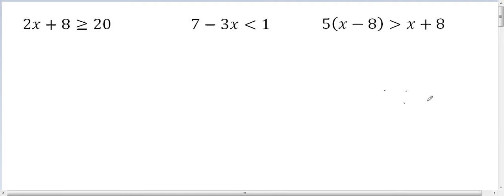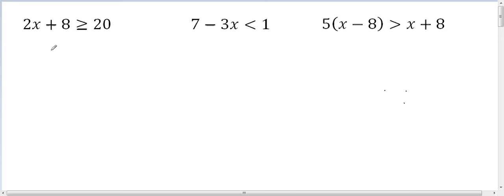When solving inequalities for x, we sometimes need to use both addition and multiplication properties for inequalities, much like how we needed to use the addition and multiplication properties to solve for x in equations. Let's take a look at the examples.